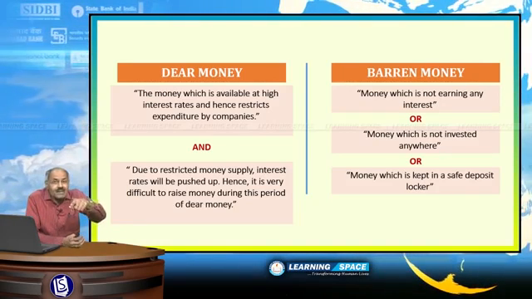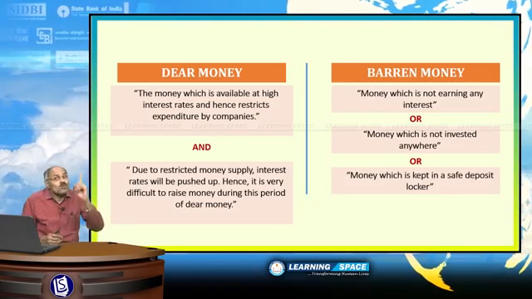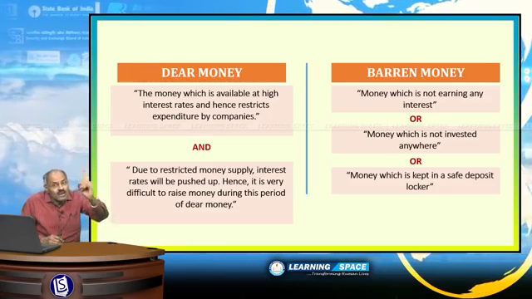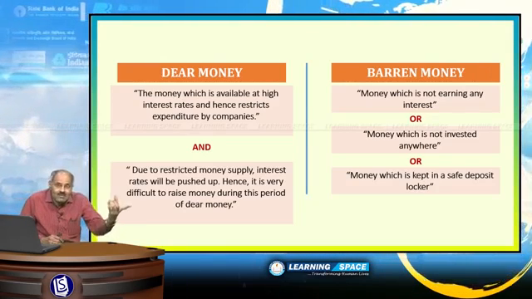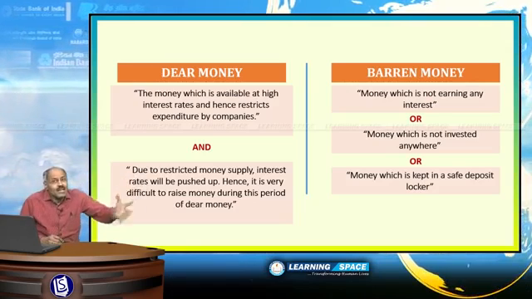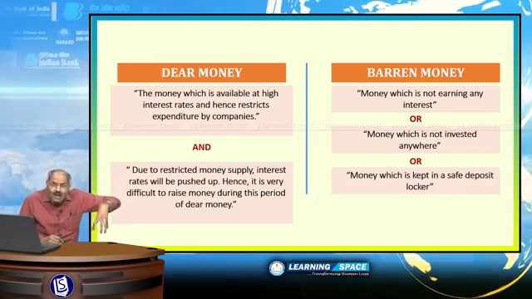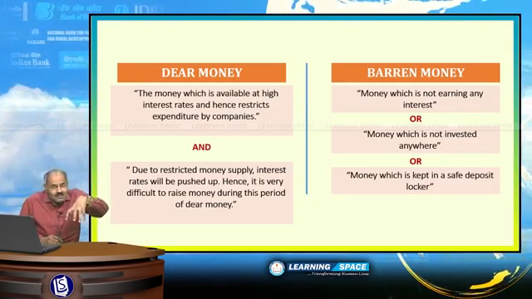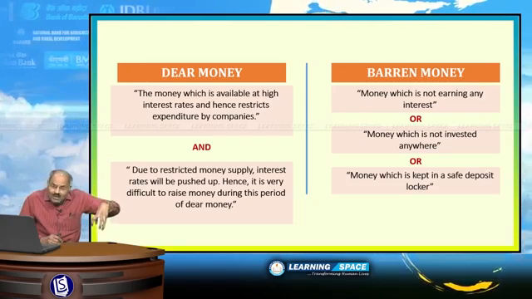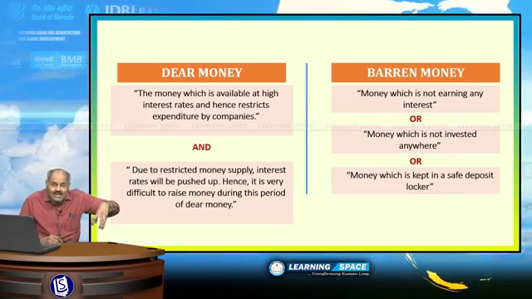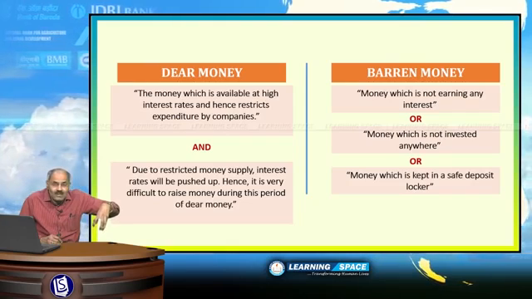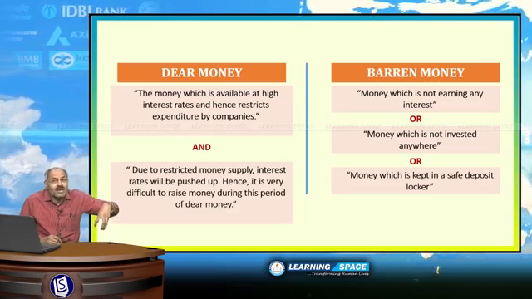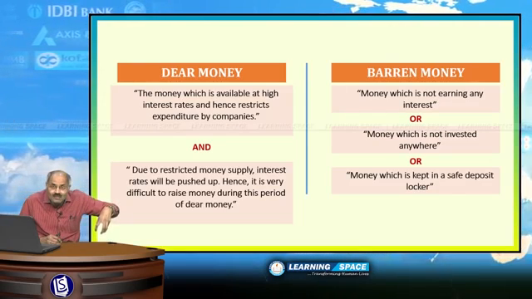Barren money is the money which is kept idle without any investment, either in financial assets or in physical assets or purchasing something. If you are not doing anything, if you are keeping money within almirah, or in a safe deposit locker, or below the mattress, then what does it indicate? It indicates that the money is unproductive and it loses its value because of inflation.